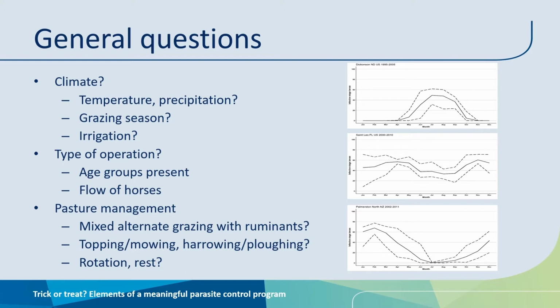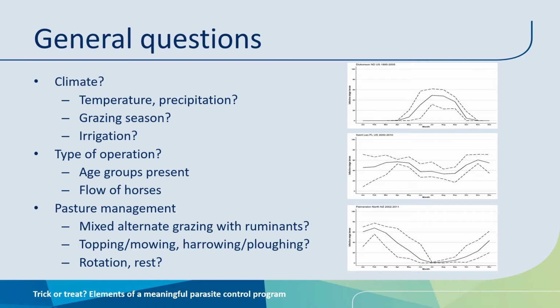Looking at these outputs here, we have three different climates: North Dakota in the U.S. on top, Florida in the U.S. in the middle, and Palmerston North in New Zealand at the bottom. The point is that these are just widely different. These illustrate the percent of the eggs that successfully develop to the infective L3 larva on pasture, and that's highly driven by temperature and precipitation.